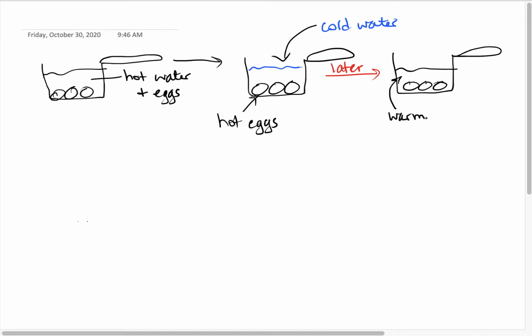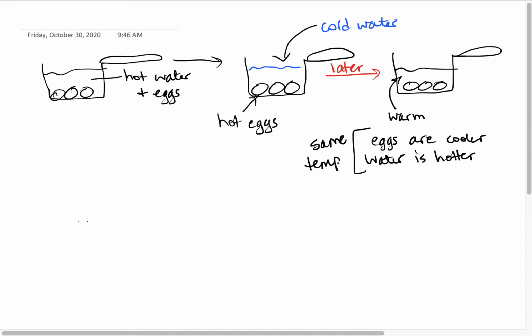So maybe slightly warm if I had a lot of cold water, or maybe kind of warm if I didn't add very much water. But the point is that the eggs are cooler and the water is hotter than they were before. My formerly cold water is no longer cold. The other thing is that these are both the same temperature when they're done. And what happened in this was that the eggs, the hot eggs, transferred some energy to the water.